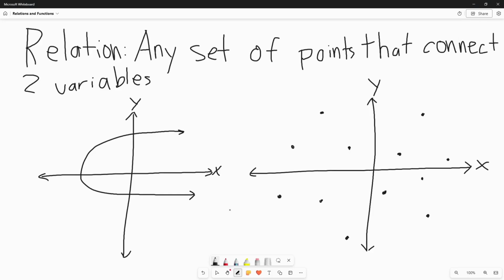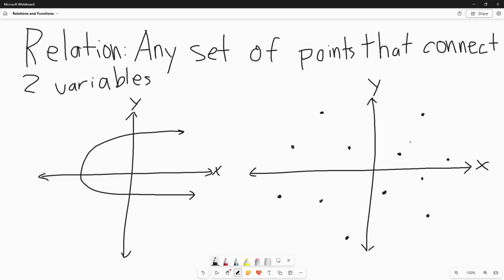So as you can see that I've written here, a relation is any set of points that connect two variables. And I've drawn two graphs that are relations. So this one is kind of a parabola flipped on its side where the x and y values are reversed. And this is a set of points that connect two variables, so this is a relation.